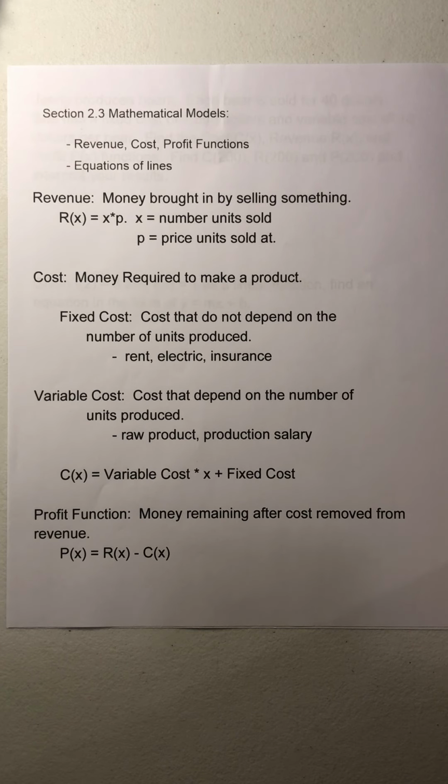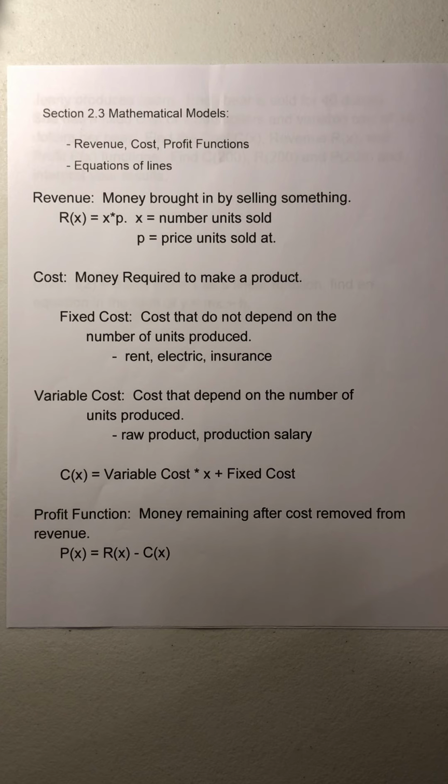The cost would be the money required to make a product. And we split cost into 2 different types. We have fixed cost and we have variable cost. A fixed cost is something that doesn't necessarily depend on the number of units that we produce. You can think of those like your building, so rent. It doesn't matter if we produce 100 units or 1,000 units, our rent for our building is going to be the same. Doesn't matter if we produce 0 or 5 million, we still have to pay rent for that month. Some other things, we have to light the place, so electric is going to be in there. We also have insurance for our employees and for the building and all that kind of thing.